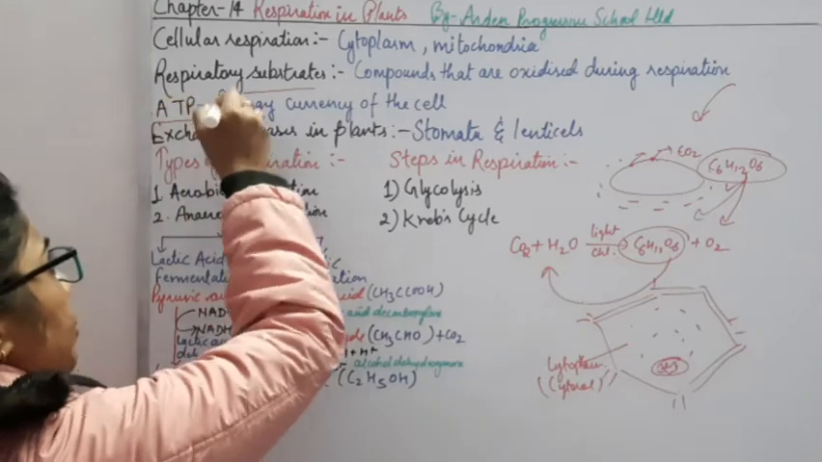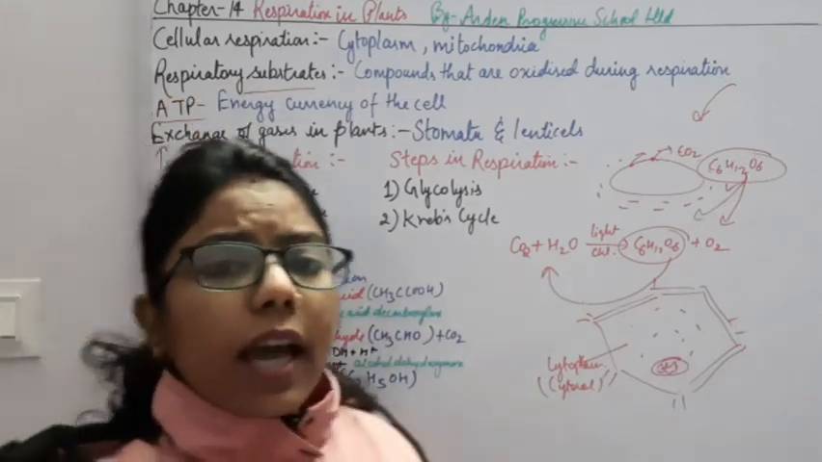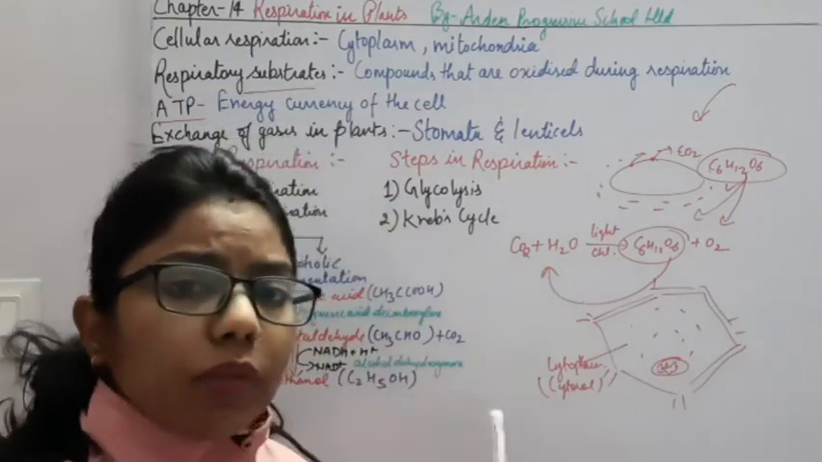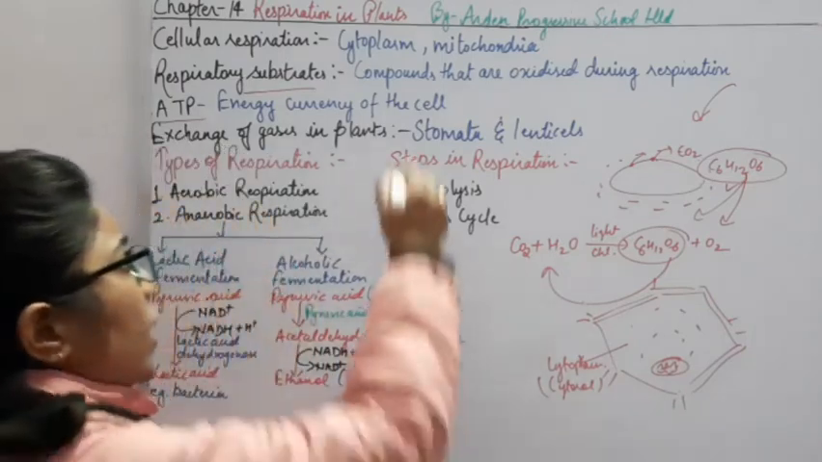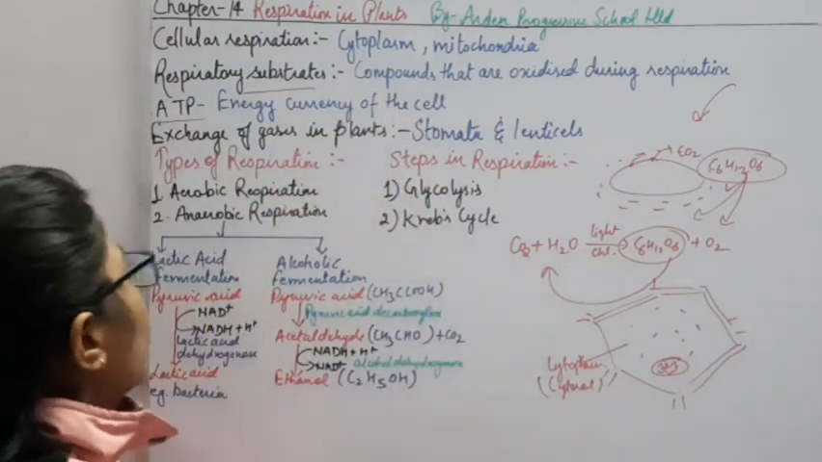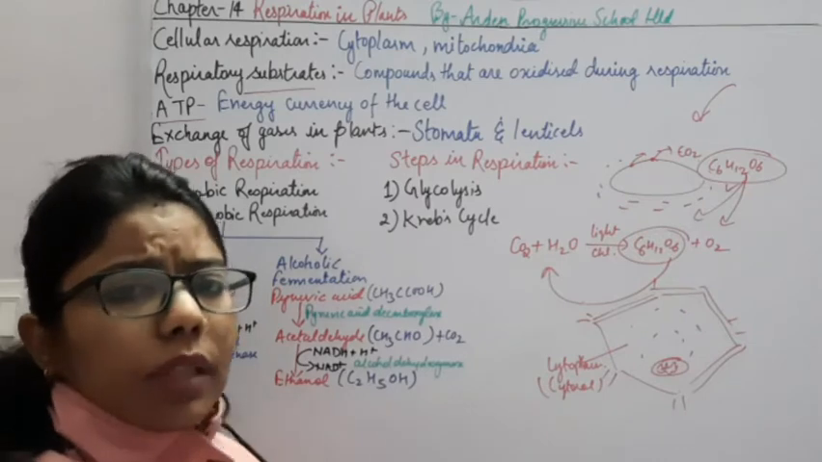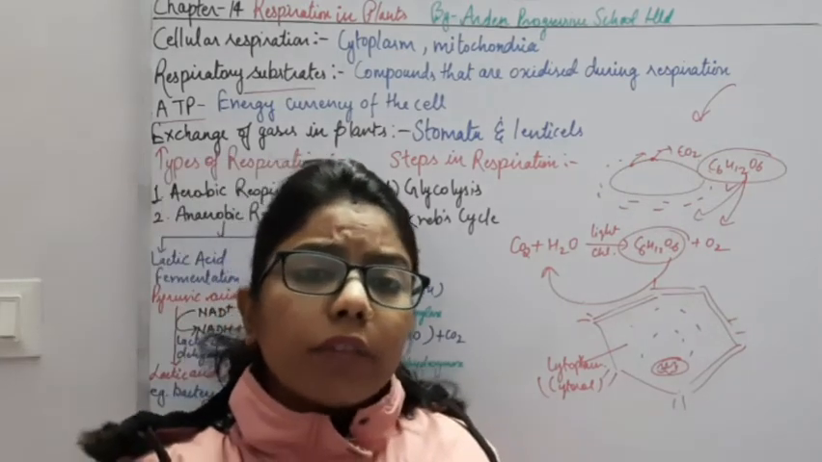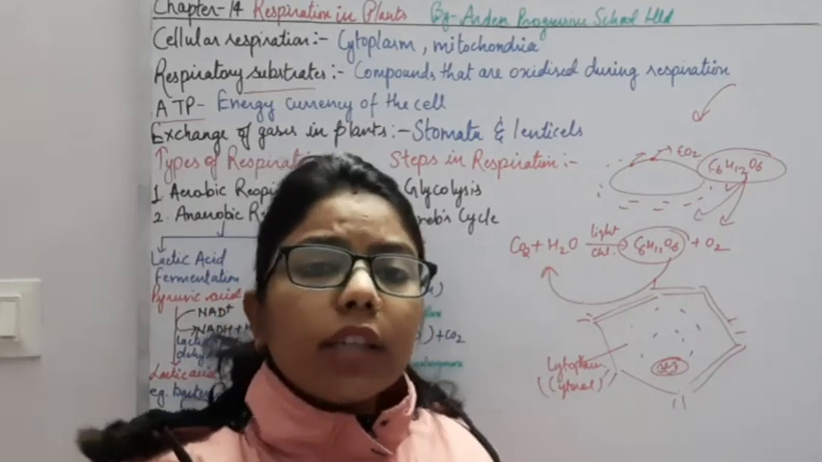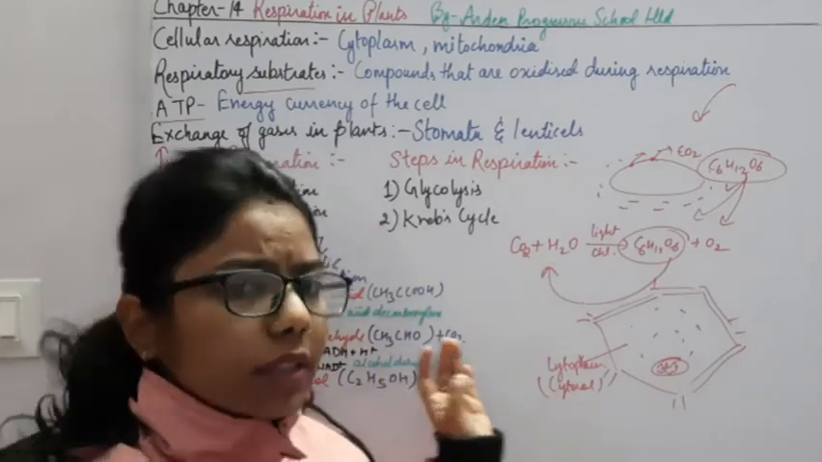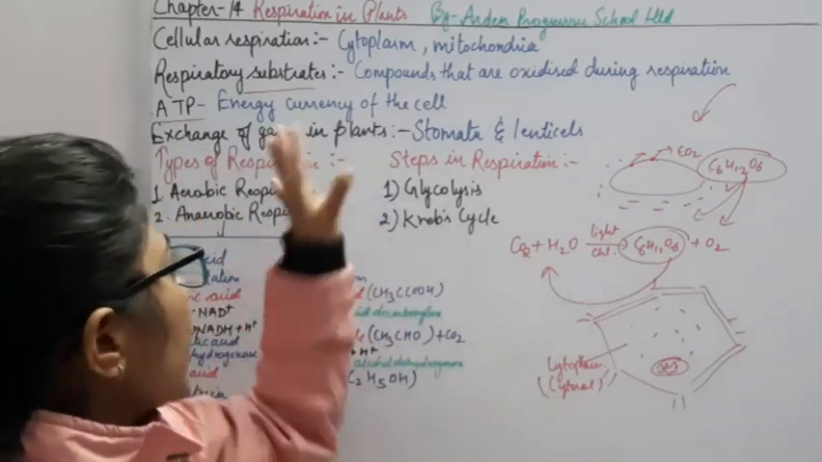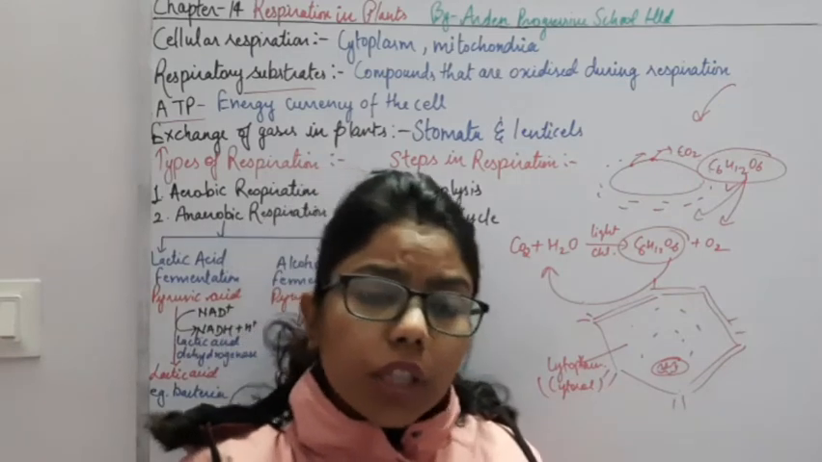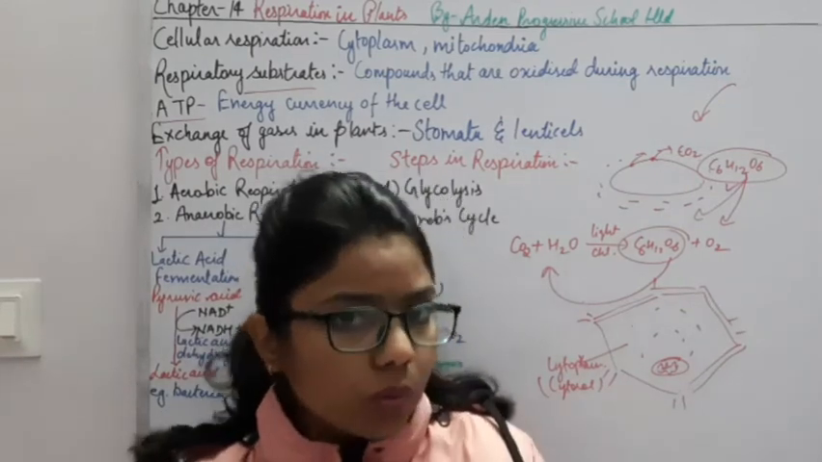Now comes ATP. As I have said, it is the energy currency of any cell, because we are storing the energy in the form of ATP. Now, during respiration, what is happening? There will be an exchange of gases. And what are the gases here? O2 as well as CO2. So in this gaseous exchange, there will be an exchange of O2 as well as CO2, right?